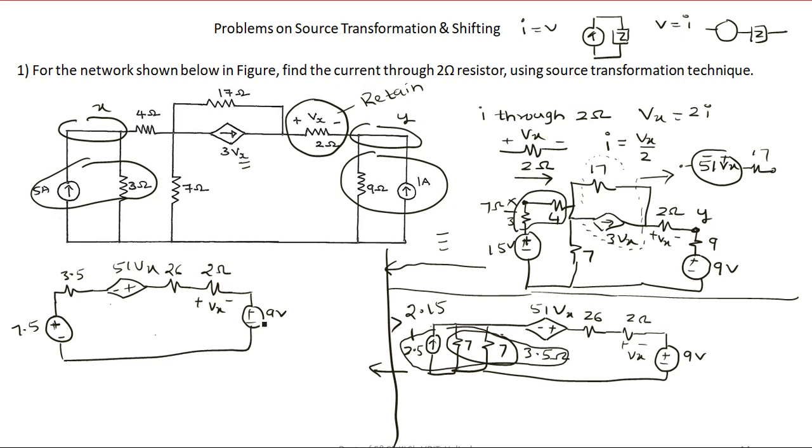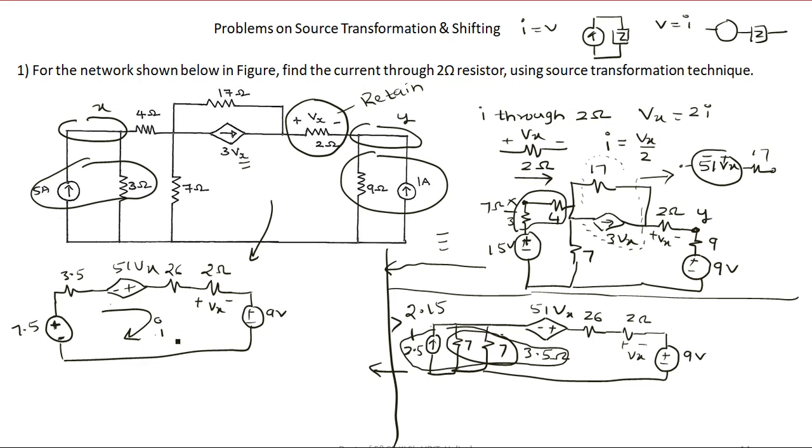Okay, so now we have reduced this entire circuit into a single loop circuit. But what is the requirement? We need to find the current through this 2 ohm resistor. So here I can assume a clockwise current as I. Current will flow from higher potential to lower potential. I am assuming it as I.